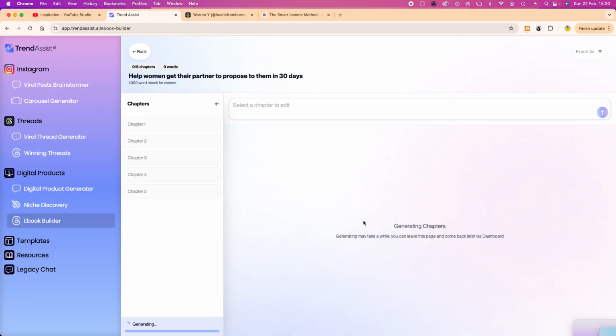So this looks like it's going to generate the chapters. How does this work? Oh, it's generating it for us. Wow. It's actually building the ebook for us. Wow. No way. Let's see what it does. It's just generating the first chapter now.